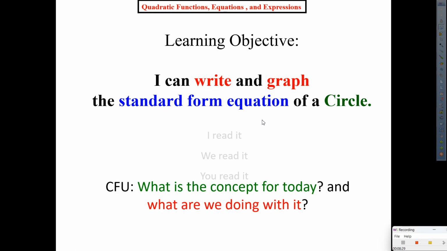All right, so here we go. Yesterday we covered the definition for circle. Without looking at your notes, tell your neighbor, what do you say a circle is? What is a circle? Tell your neighbor, please.